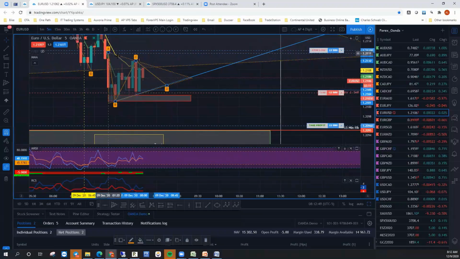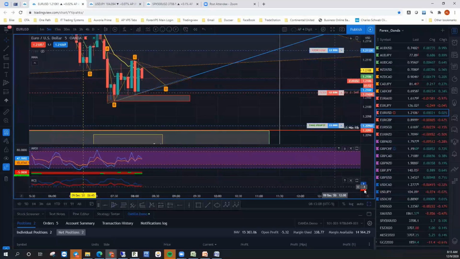And so right now we're making lower highs, higher lows, lower highs. So right now I'm looking for it to break out of this area. If it breaks out of this area and gives us a close below these wicks here, then we have the RCS saying that it's going to go get some strength.